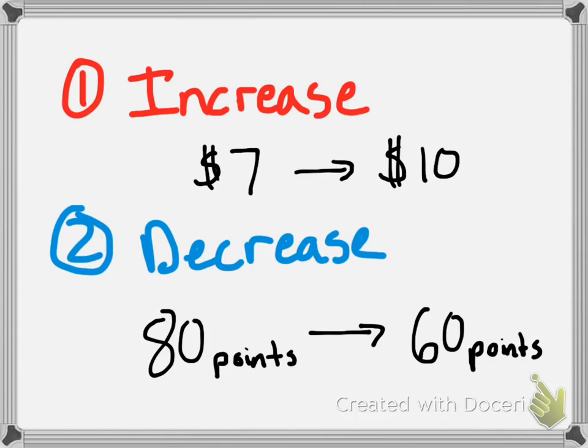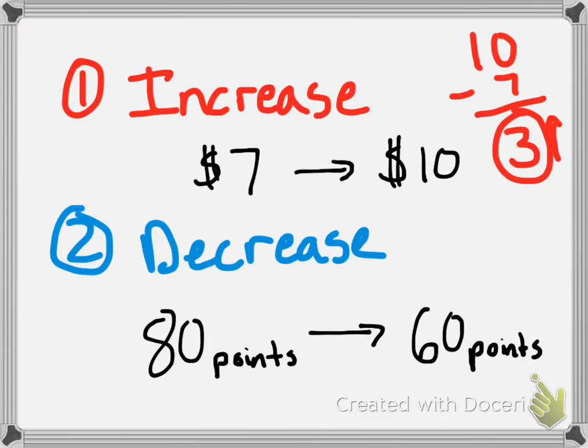Let's say if you have a job and you make $7 an hour, and then you get a raise to $10 an hour. Well, you always take the bigger one and subtract the smaller one. And that is an increase because it's going up of $3. So that's an increase of 3.